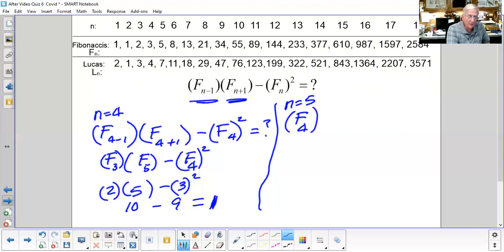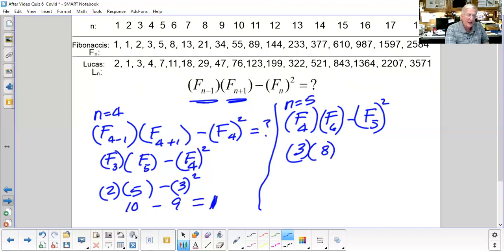What is f sub n plus 1 if n is 5? If I put 5 in for n, I get f sub what? 6. And I'm going to subtract from that the value of n for f sub n, which is f5, and I'm going to square it. Well, let's see. I go to my table. Fibonacci number 4 is a 3. Fibonacci number 6 is an 8. And the fifth Fibonacci number is actually 5, which I have to square and then subtract here.